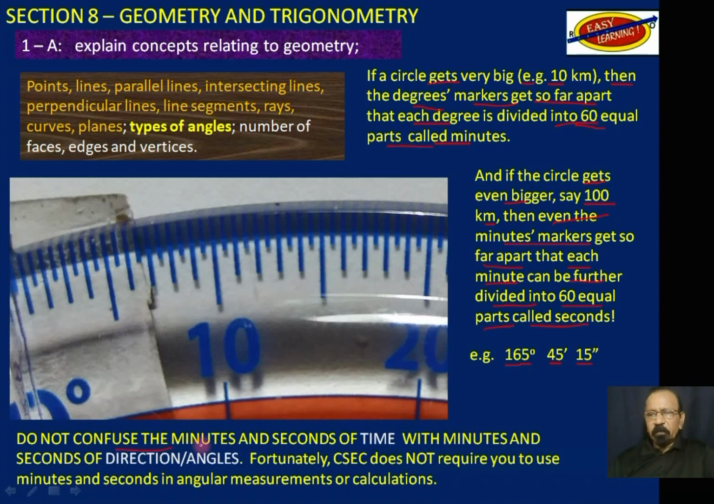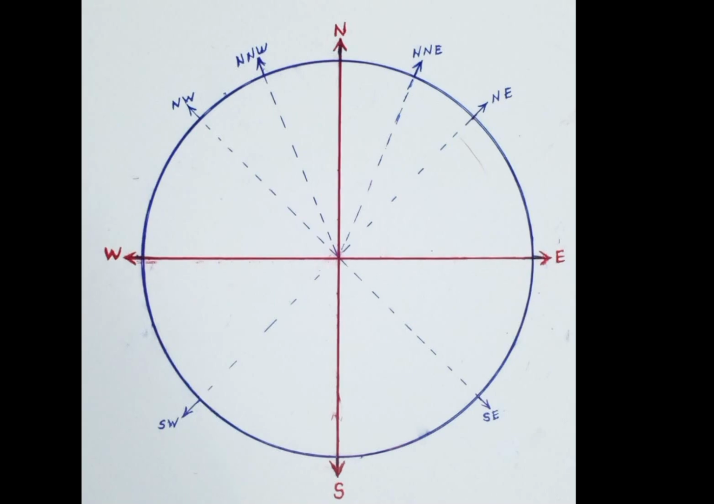Now, do not confuse the minutes and seconds of time with minutes and seconds of direction or angles. Fortunately, CSEC does not require you to use minutes and seconds in angular measurements or calculations. So for CSEC, you don't have to bother about minutes and seconds. In this case, we'll probably just round that off to 166 degrees.